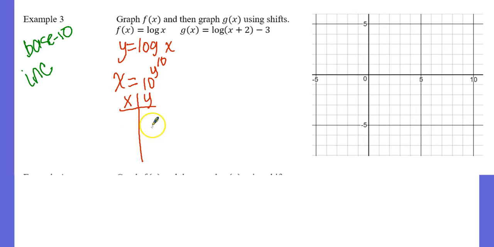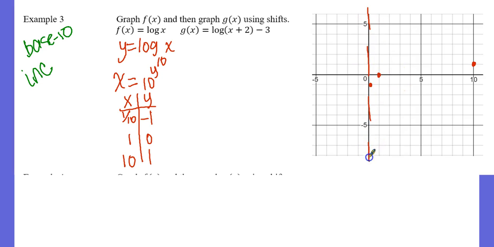Make your table for x and y and pick the points -1, 0, and 1 for your y's. And then plug them in. So 10 to the -1 is 1/10. 10 to the 0 is 1, and 10 to the 1 is 10. So we would graph those points. This first point's really going to hug the y-axis. So 1/10, down 1; 1, 0; and 10, 1.